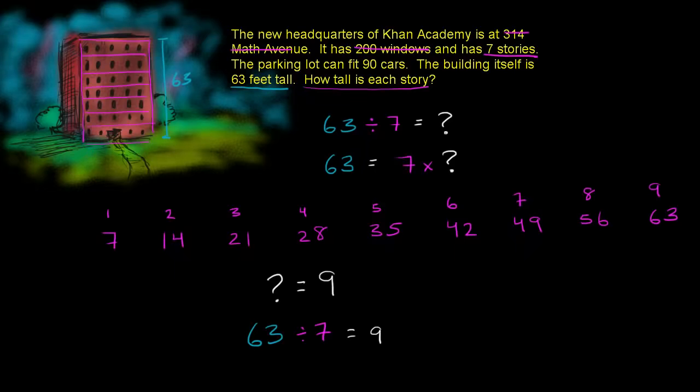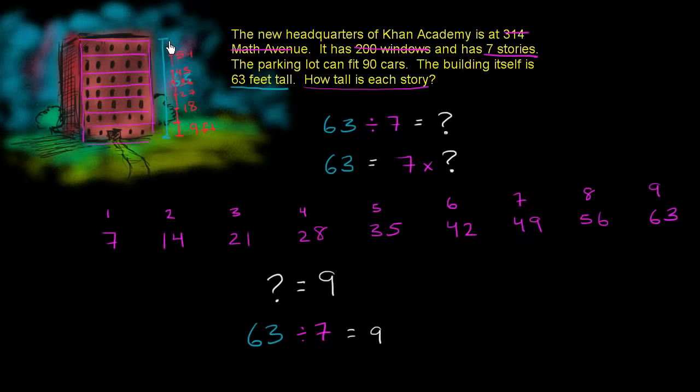Does that make sense? Does it make sense that each of these stories is going to be 9 feet? Well, we have 7 of them. The first story should be 9 feet. By the time we get to the second story, we should be at 18 feet. I'm adding 9 now. The top of the third story should be 27 feet. Top of the fourth story is going to be 36 feet. Top of the fifth story is going to be 45 feet. Top of the sixth story is going to be 54 feet.